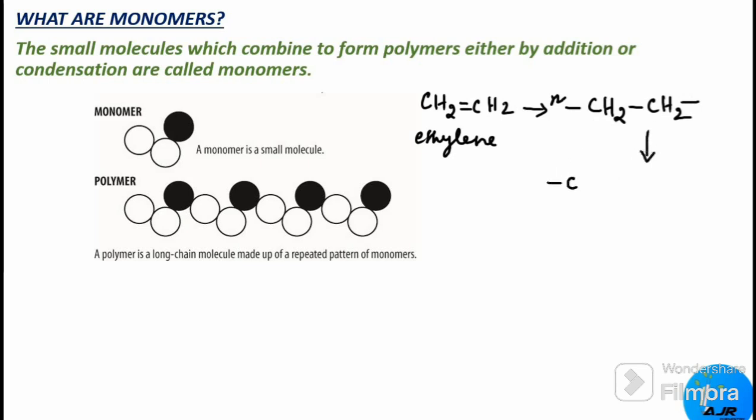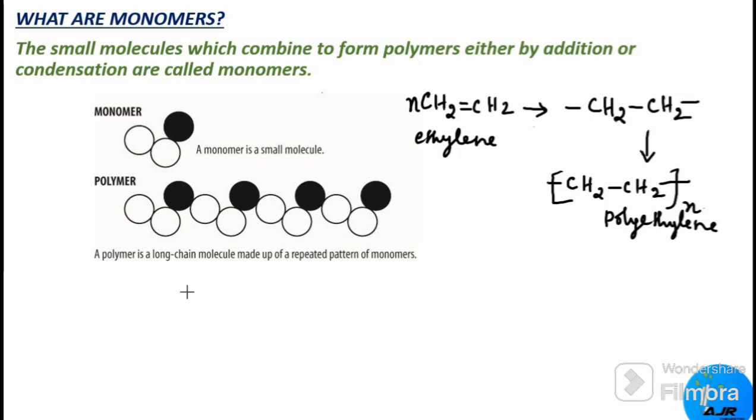How it forms: CH2-CH2, with single bonds on both sides. So we should write n here. On the reactant side, n should be written here. This is nothing but polyethylene. This is a polymer.